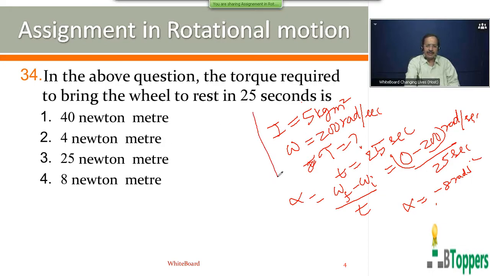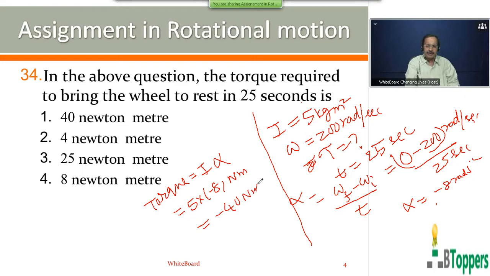So the required torque can be written as I into alpha, moment of inertia into angular acceleration. That is 5 into minus 8. Because we have expressed all the quantities in SI units, the answer will be in SI units. The negative sign indicates that the torque must be applied opposite to the direction of the initial angular velocity of rotation. So the first option is the answer for question number 34.